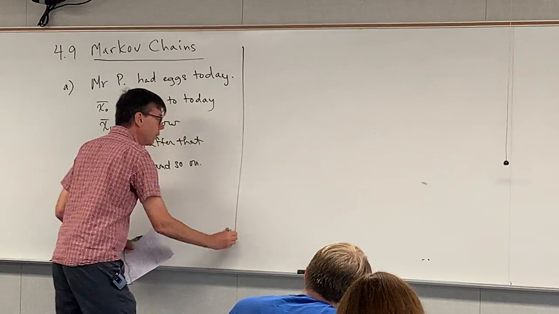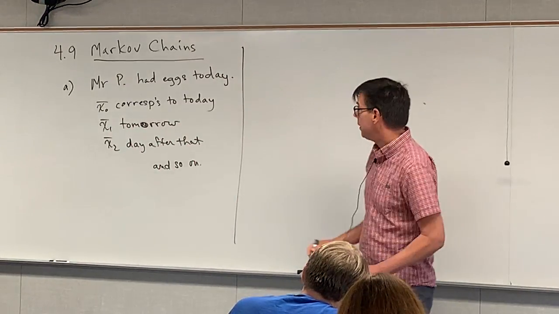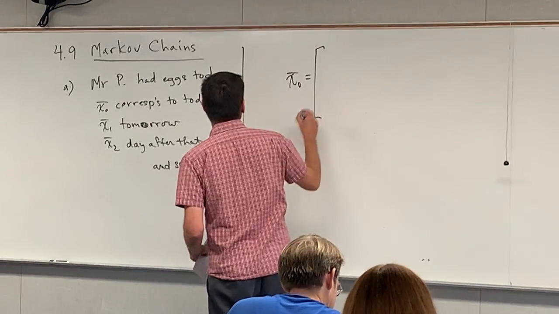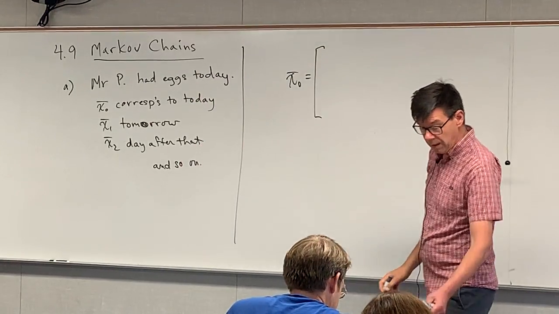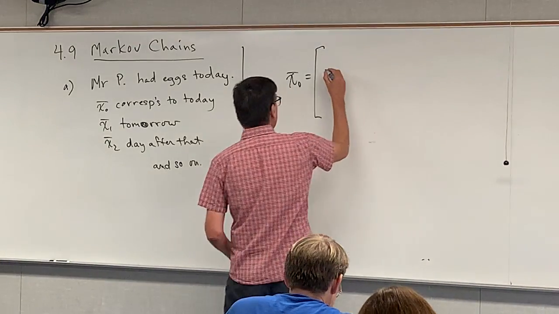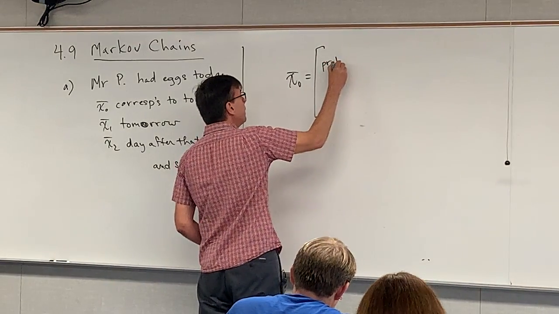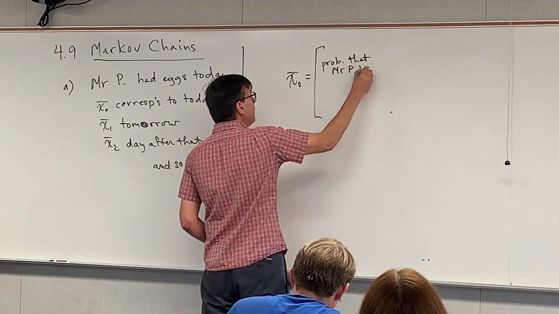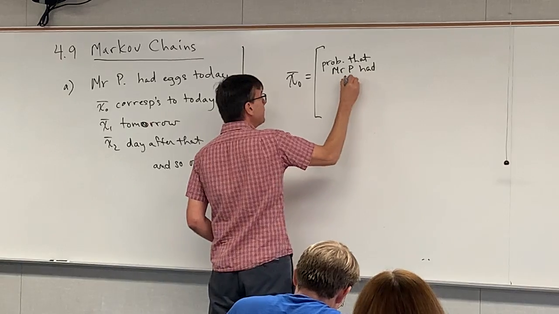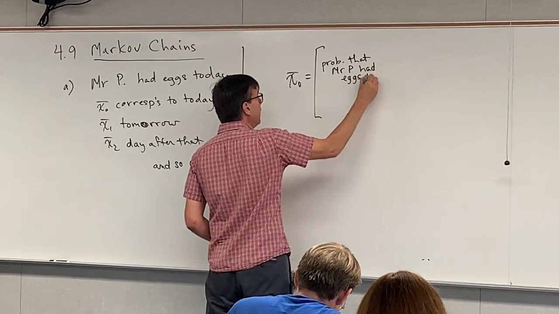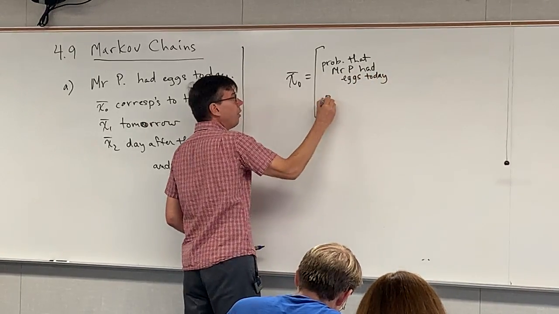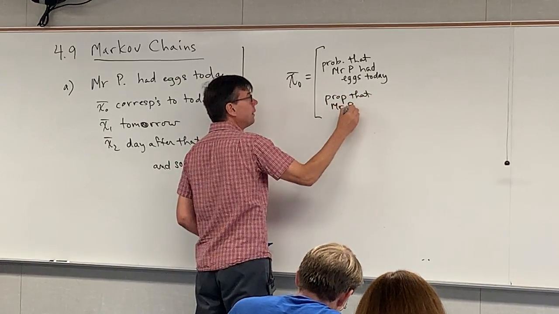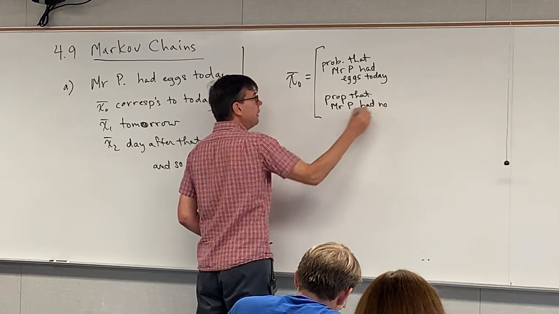And I'll be a little bit more precise here. So x0 will be a probability vector. Its two entries, let's say, are the probability that Mr. P had eggs today, and the probability that Mr. P had no eggs today.